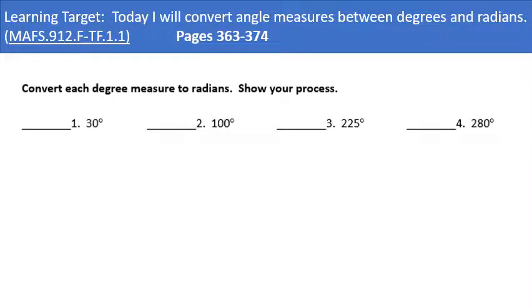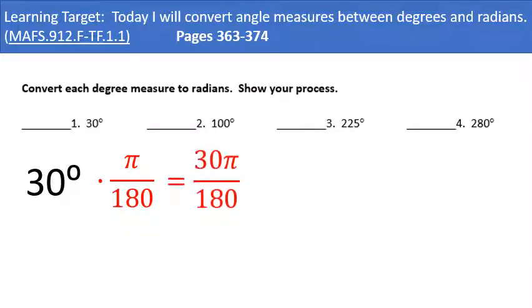Let's do a couple. Here we go. Convert each degree measure to radians, show your process. We're starting with 30 degrees. Okay, let's think about this. We're going from degrees to radians, so we've got to multiply by pi over 180. Again, 30 degrees, we don't see a pi, so pi is on top. That's going to be like 30 pi over 180, and then we simplify any way you want to simplify. Leave it as a fraction, pi over 6.